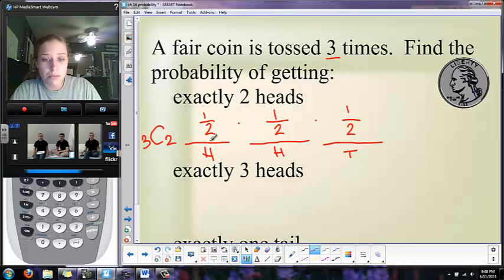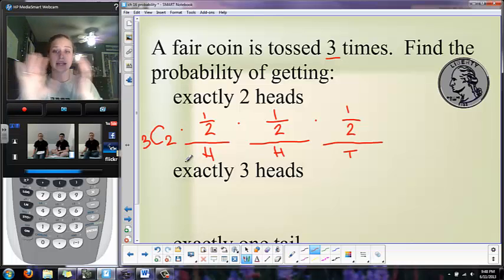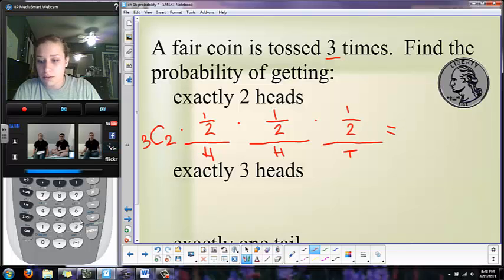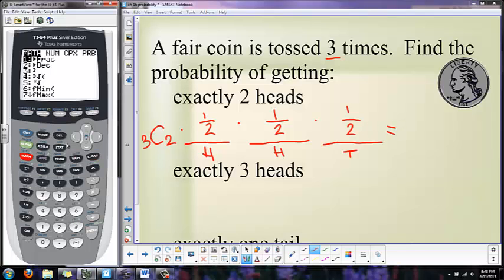Okay, so we're still multiplying all these things together. It's just that we're going to multiply 3 choose 2 out front. That way it'll take into consideration all the different ways that this could happen. Okay, so let's come over here. 3 choose 2. That gave us a 3.